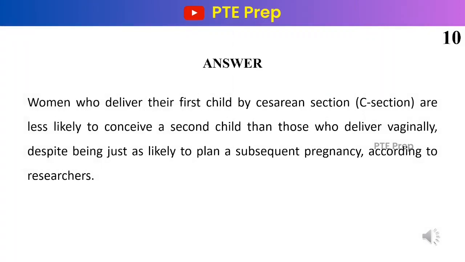Women who deliver their first child by cesarean section, C-section, are less likely to conceive a second child than those who deliver vaginally, despite being just as likely to plan a subsequent pregnancy, according to researchers.